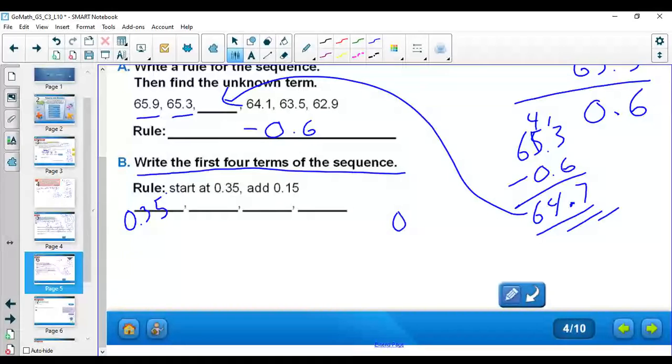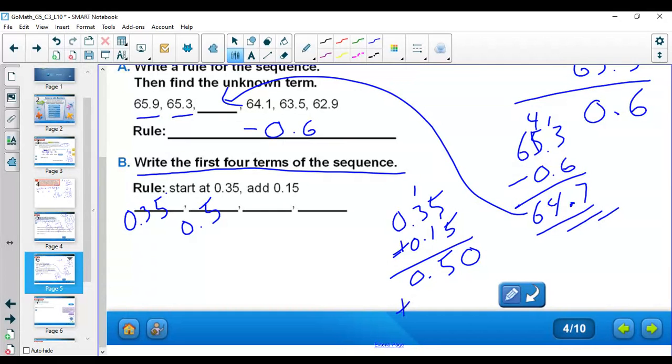So I start with 0.35 and I add to that 0.15. 5 plus 5 is 10, so 0. Regroup. 3 plus 1 is 5. So my next term is 0 and 50/100 or 5/10.